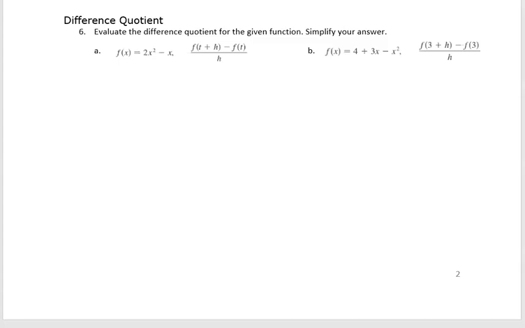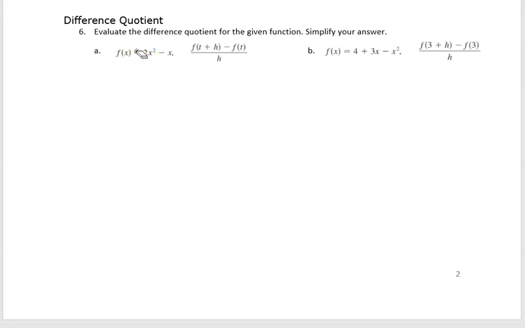Let's look at the difference quotient. The difference quotient is right here. And what's happening here is instead of putting in a 2 for x or a 3 for x, we are putting in the whole difference quotient. And in this case, we have f of t plus h minus f of t all over h. So we see our equation right here.